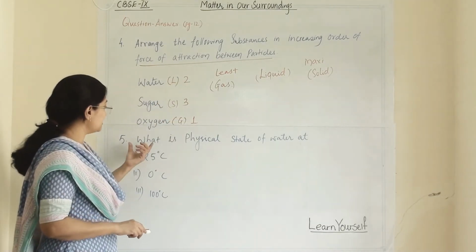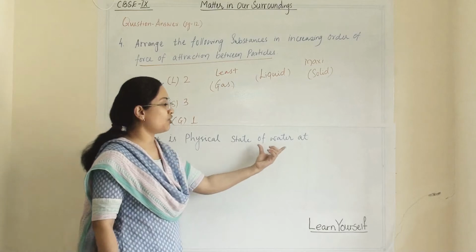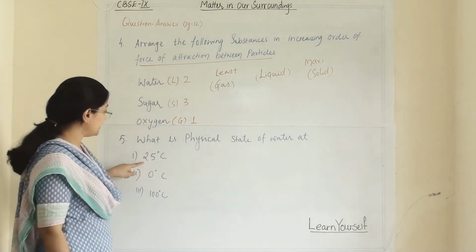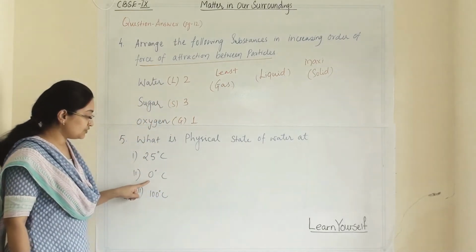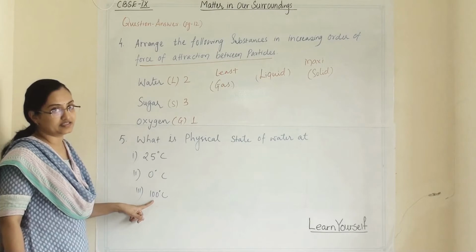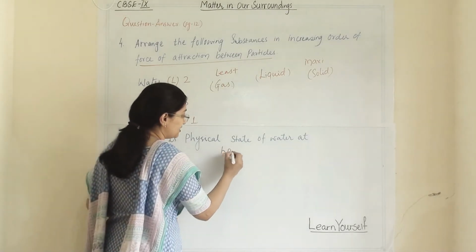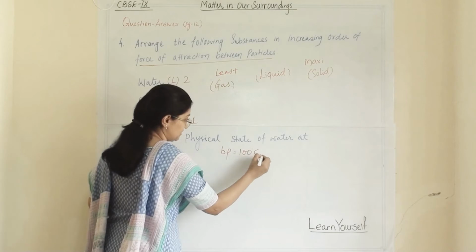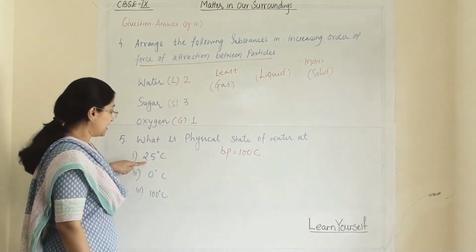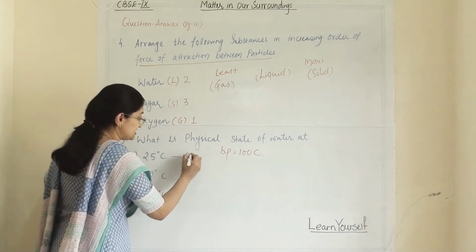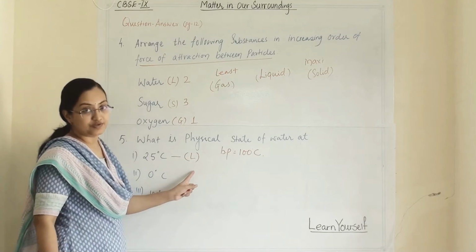Our next question is, what is the physical state of water at 25 degrees Celsius, 0 degrees Celsius and 100 degrees Celsius? Now we know that the boiling point of water is 100 degrees Celsius. So at 25 degrees Celsius we can see water in its liquid state.